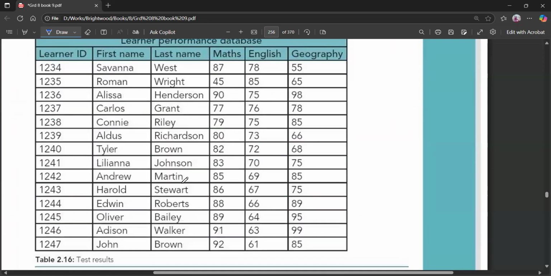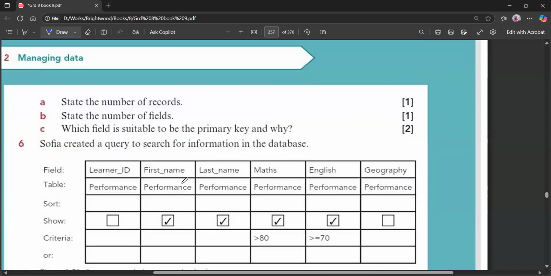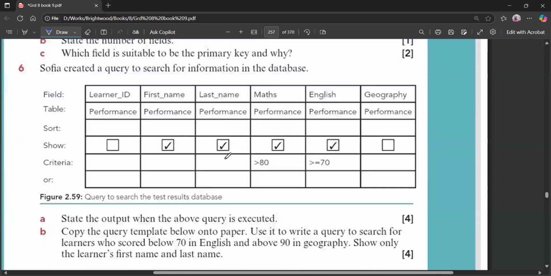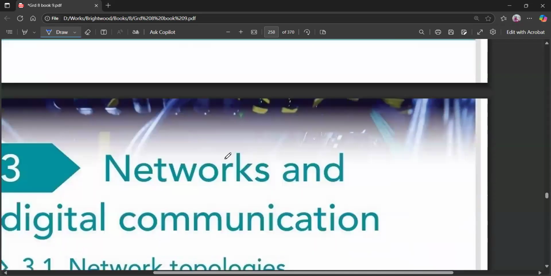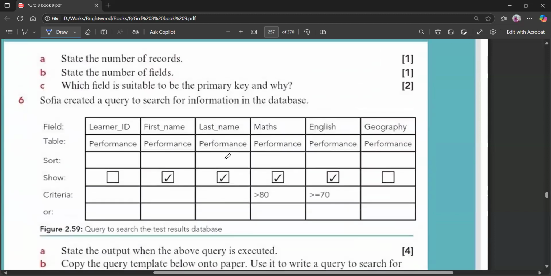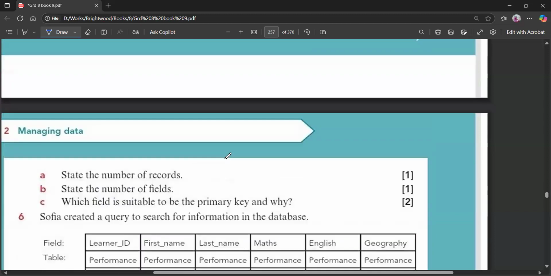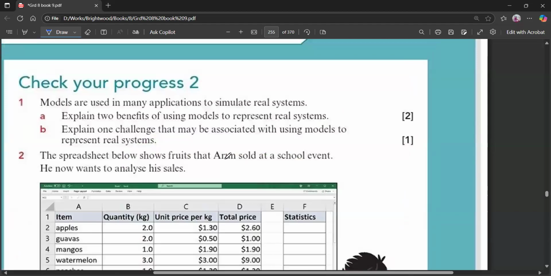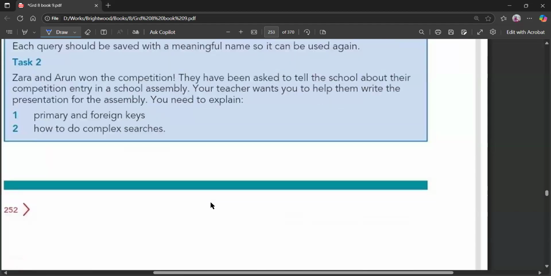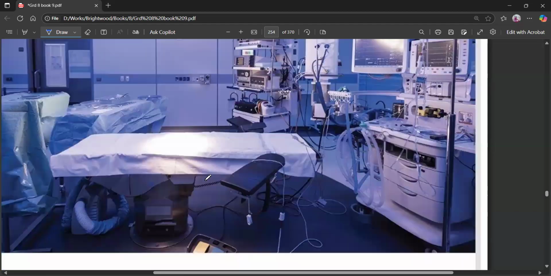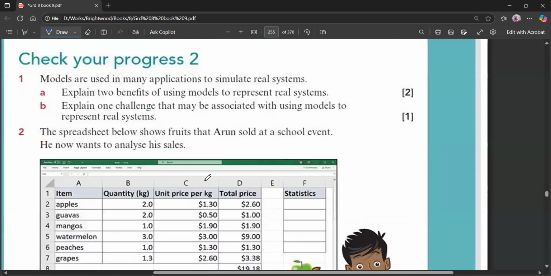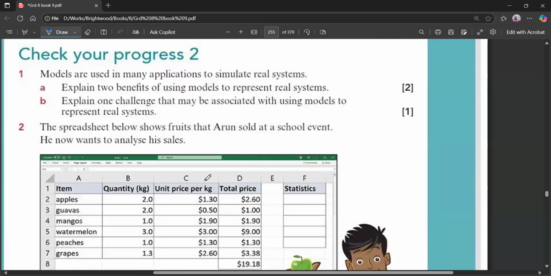Then there is a test result question, and a database practical. We will do that practical next day, on Tuesday. I think you can start right now, because you don't have any homework after that. Can you try to start these questions right now?